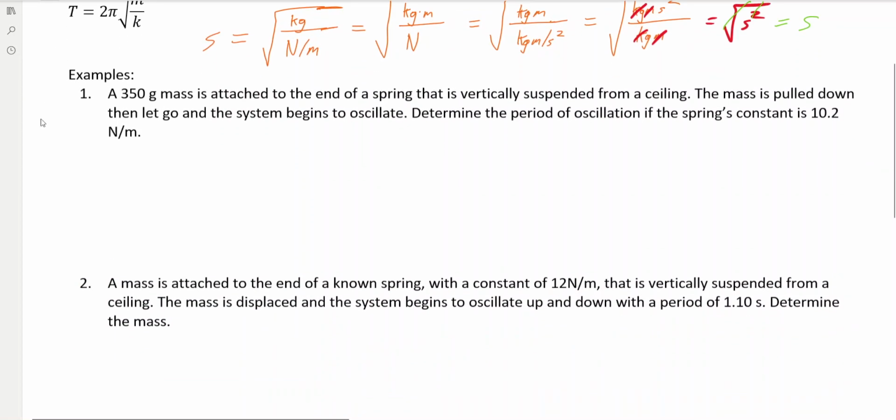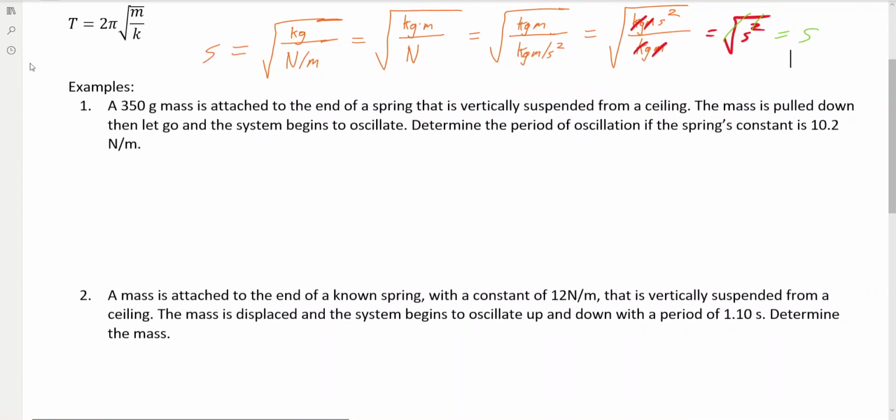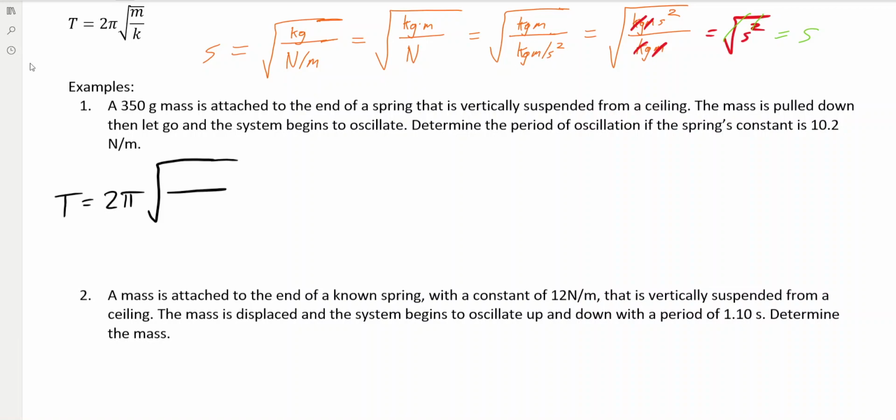So let's take a look at the first question, which is a very simple one, using our formula here. A 350 gram mass is attached to the end of a spring that is vertically suspended from the ceiling. The mass is pulled down and then let go. The spring begins to oscillate. So we've got our mass, 0.350 kilograms. Determine the period of the spring's oscillation if the spring constant is 10.2 newtons per meter.